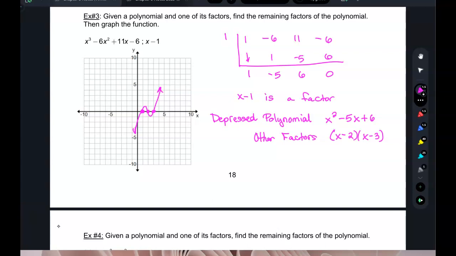Okay. What is this graph supposed to look like? Well, try it. Much better. Excellent. Okay, I get it now. So rewrite the depressed polynomial. What multiplies together to give us 6 and adds up to negative 5? I never understood how to do that. Negative 2 and negative 3? Oh yeah, I know that.